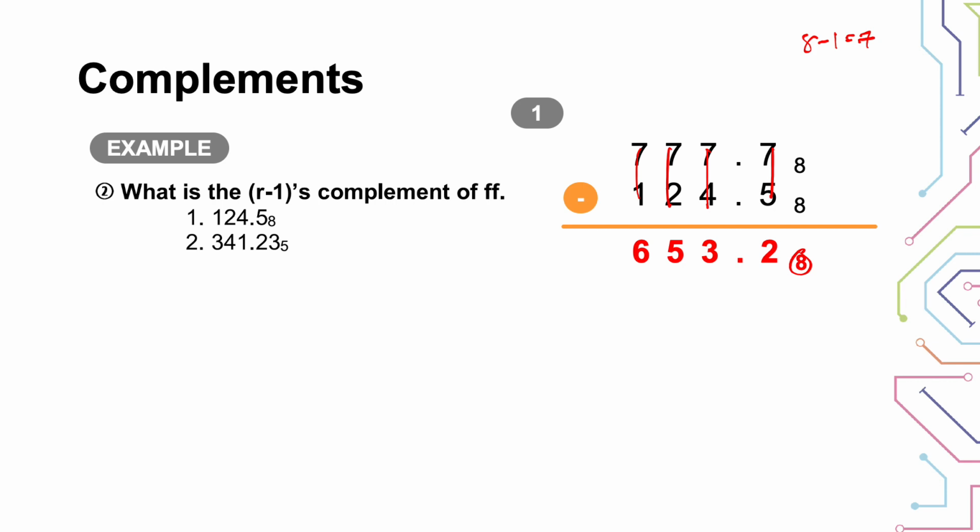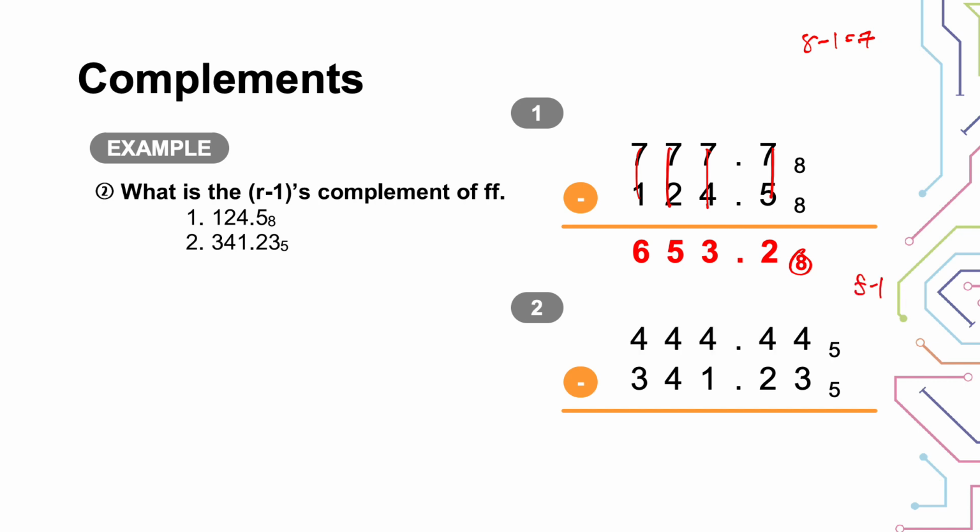So what if kung hindi the common radix yung ibibigay? So for example, ito, 341.23, base 5. So 5 minus 1, obviously, we have 4. So perform lang natin itong subtraction per column natin. So ito na yung result, 103.21. So ganyan lang yung technique natin dito.